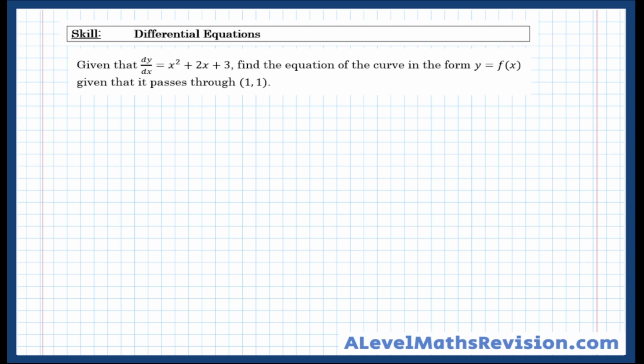do is integrate, i.e. undifferentiate. So y must be the integral of x squared plus 2x plus 3 with respect to x, which is equal to, and remember there's no limits here, this is an indefinite integral, so there's going to be a plus c as well, you must remember that, x cubed over 3 plus 2x squared over 2 plus 3x plus c, and 2 over 2 is 1, they cancel.